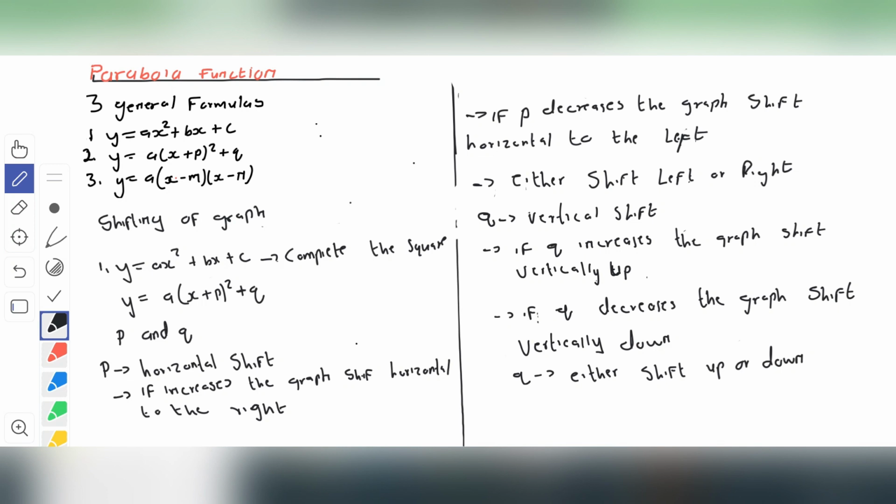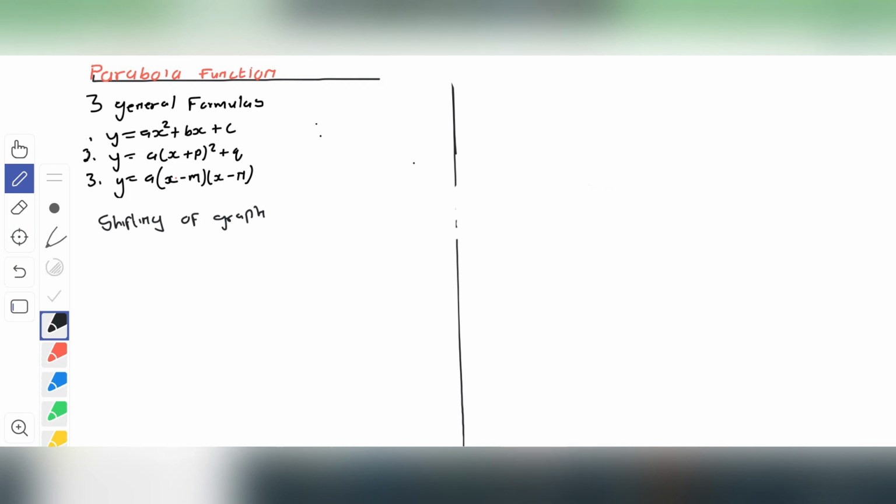So if Q increases, the graph shifts vertically up. And if Q decreases, the graph shifts vertically down. So meaning whenever we talk about the y coordinate of the turning point, which is Q, it's either shift up or down. So now let's do examples about the shifting of the graph.